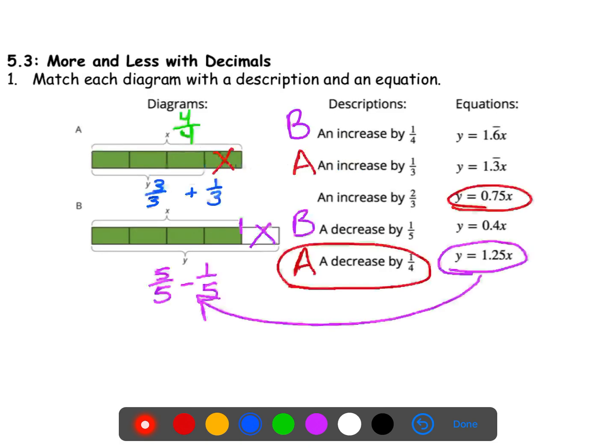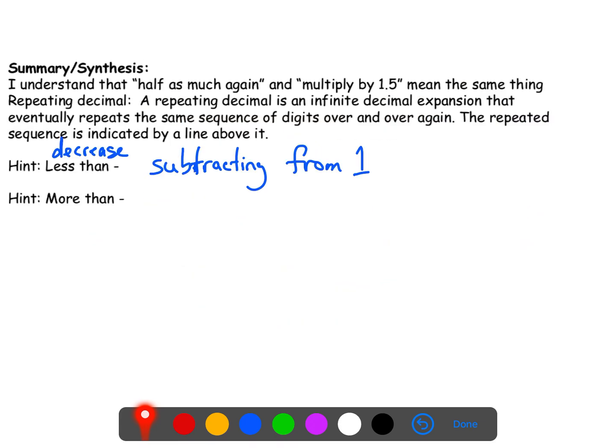That's why, if we go back to this problem here, if we were decreasing x by 1/4, we're subtracting from 4/4. 4/4 is equal to 1. If we do the other, which is more than, or talking about an increase, then what we're going to do is add to 1. We're going to need a value more than 1 to stretch or increase that value, usually that x value, to equal whatever y is. So let's look at some of those situations.